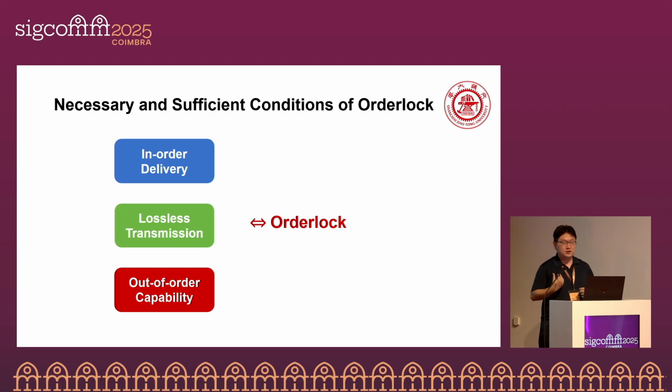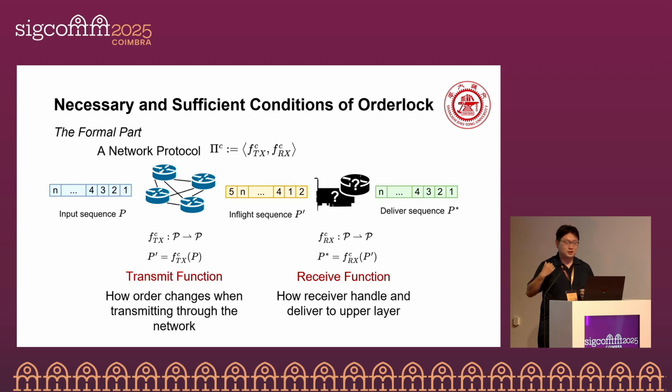Our investigation further revealed that the simultaneous achievement of these three features is both a necessary and a sufficient condition for Orderlock. To demonstrate this, we developed a formal model. We model a network protocol as two functions acting over packet sequences. A transmit function describes how packet order can change as it travels through the network, and the receive function describes how the receiver handles such sequence and delivers it to the upper layer.